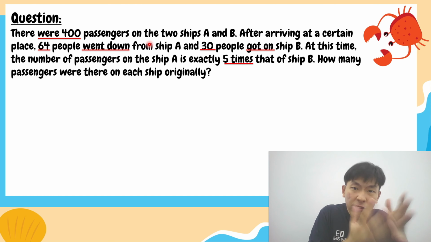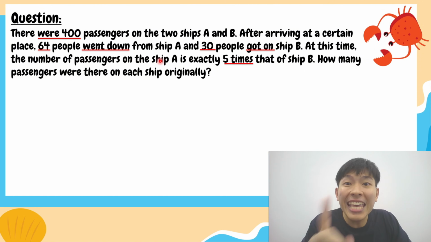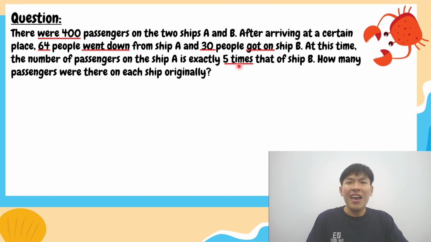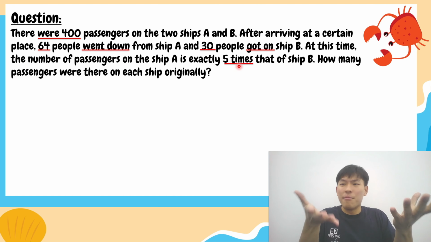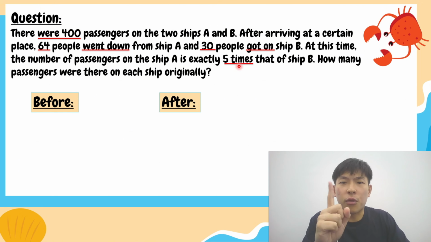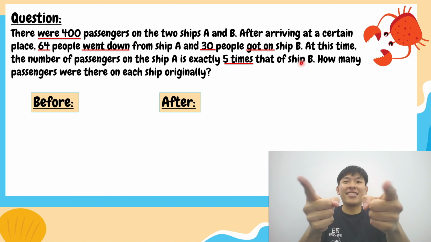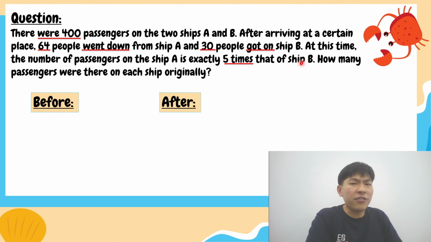And then after this change, the number of passengers on ship A is 5 times that of ship B. This means that we have 2 time periods, before and after. One question: the number of passengers on ship A is exactly 5 times that of ship B. Does this happen before or after the change? Yes, you're right. It happens after the change.